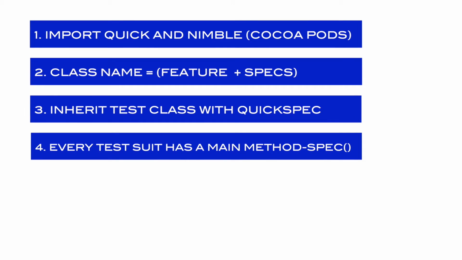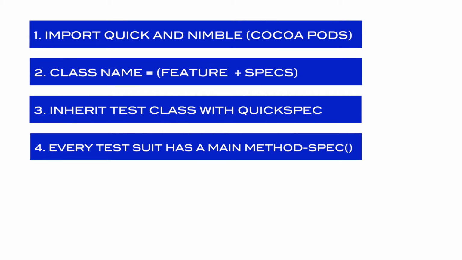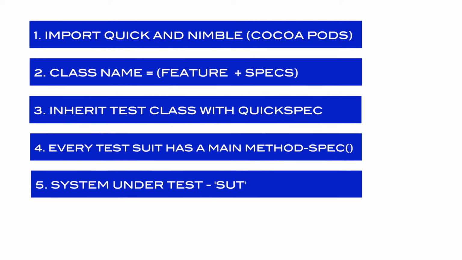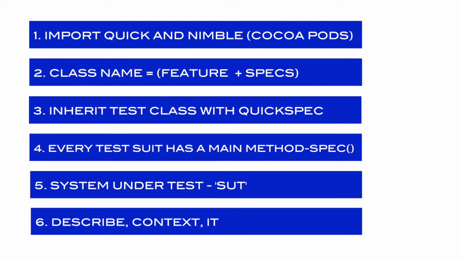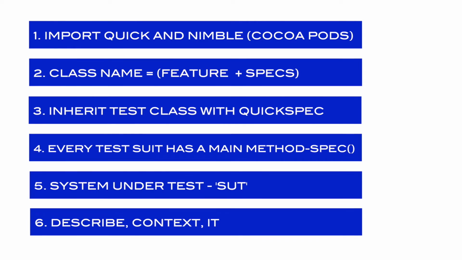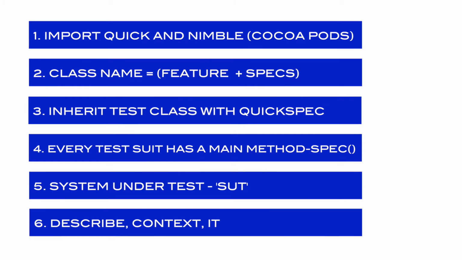Fourth point is, every test suite must have a method that is spec. It works as a starting point for the test case and also the container of all the test cases in your test class. And whatever system you are testing in your test case must be named SUT, that is, system under test. And again, there should be three main sections for every test case, that is describe, context and it, as we have already discussed earlier. So we will see all these points in action going forward when you write your actual test case in Xcode.